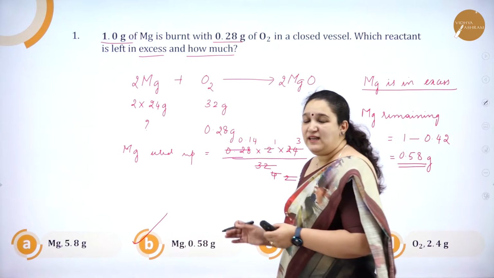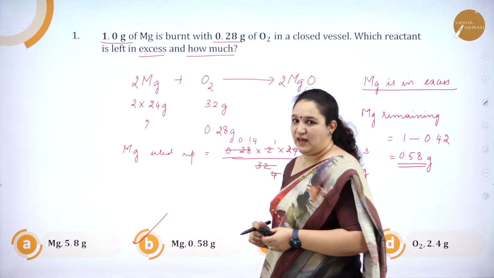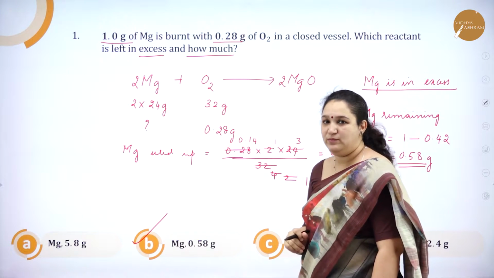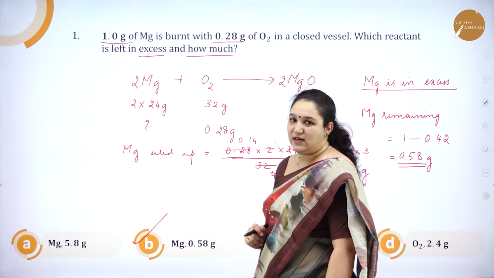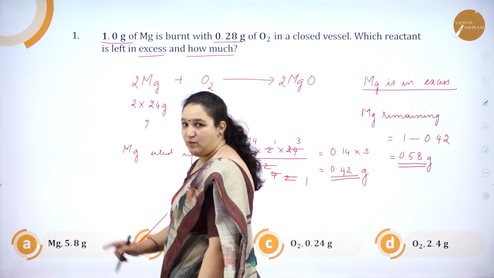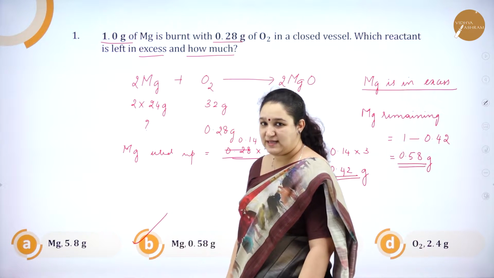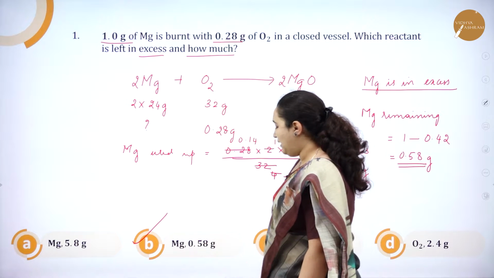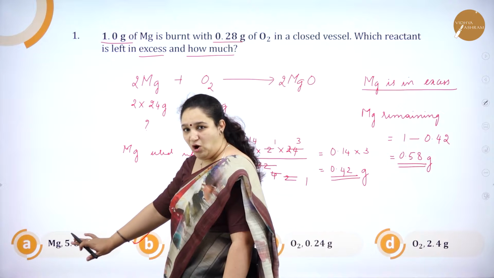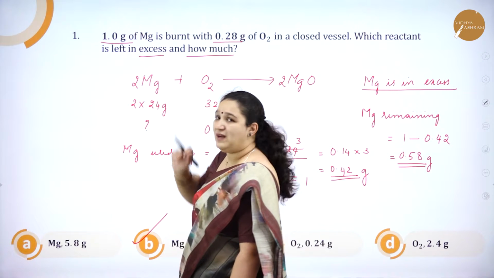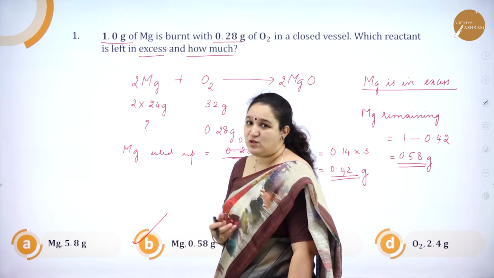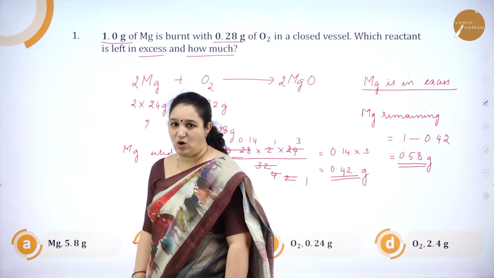See the options of this question very carefully. Without even actually solving the entire problem, you can pick the correct answer. How is it? See here, you have magnesium with 5.8 grams as the answer and magnesium with 0.58 grams. This answer is surely wrong because you have only 1 gram. If 1 gram is there, how can 5.8 grams remain? So of course this answer is wrong.